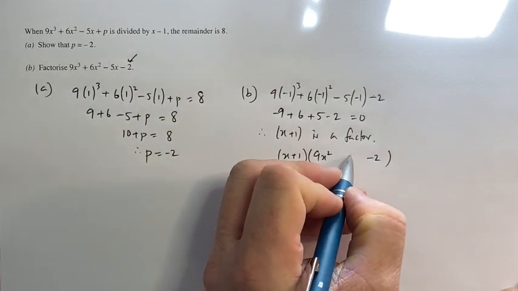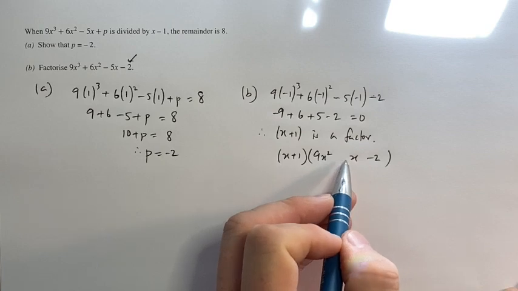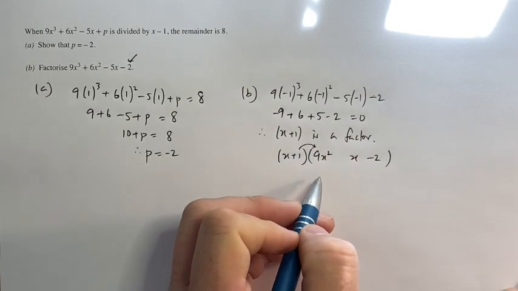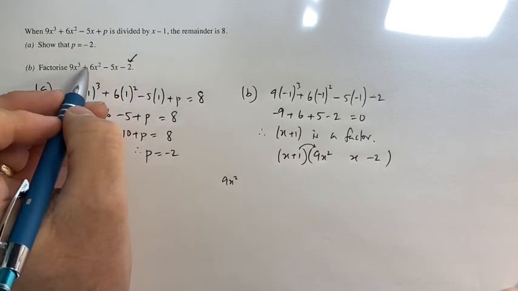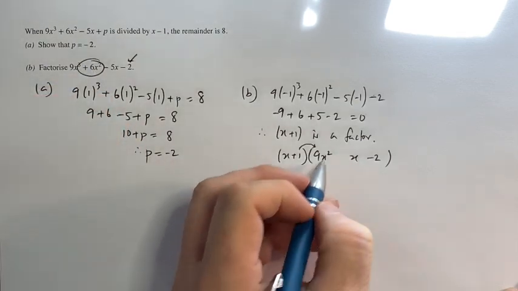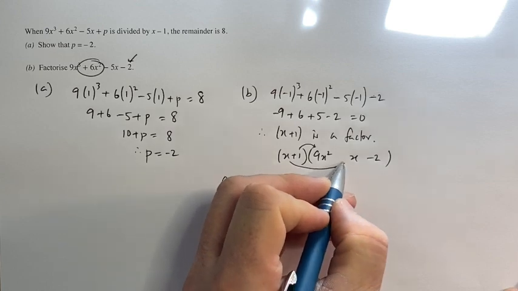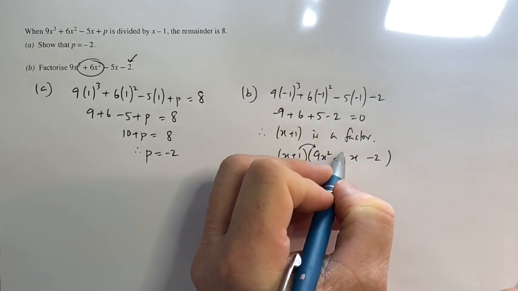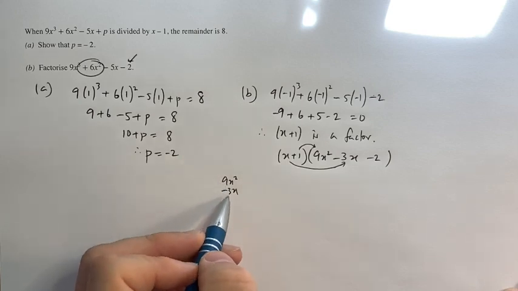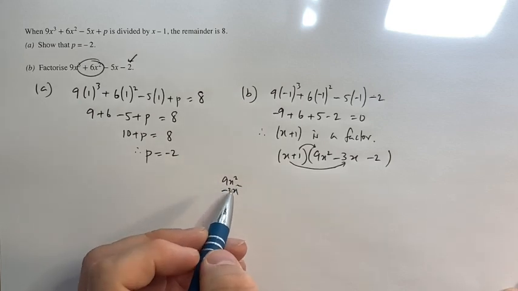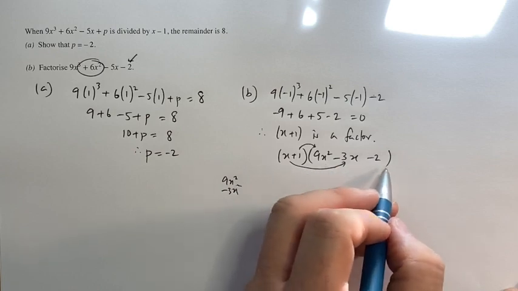The only awkward bit is how many x's I require in the middle. Well, 1 times 9x squared gives me 9x squared. I want 6x squareds. So when I times this quantity here, it must be minus 3x squareds, because 9 take 3 would get us the 6x squared. So there is the second bracket.